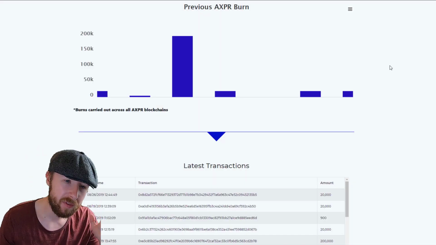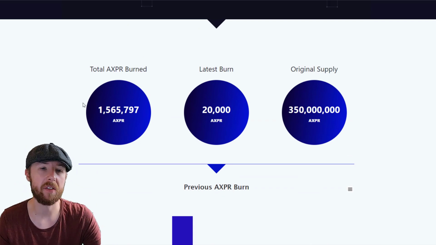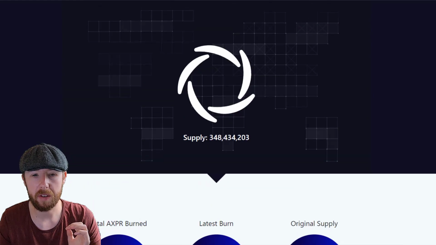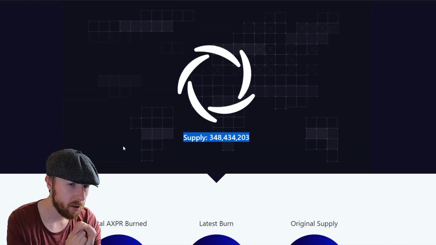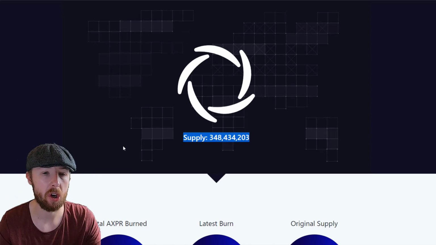And finally, you can see the burns. See the burn, baby. So there you go. That's what they've got so far. That's the latest burn and the original supply. So it's coming down. This will come down. Total supply, or the circulating supply even, I do apologize, is coming down.